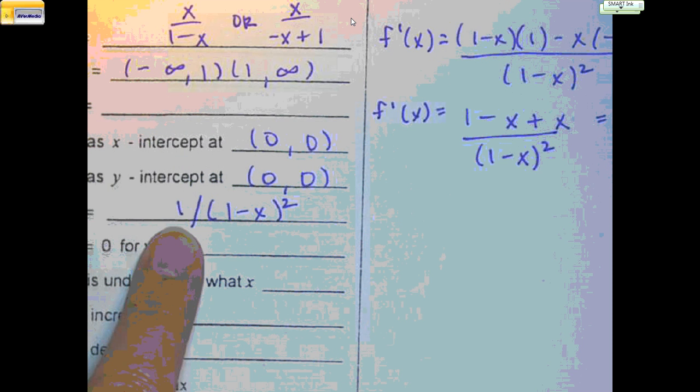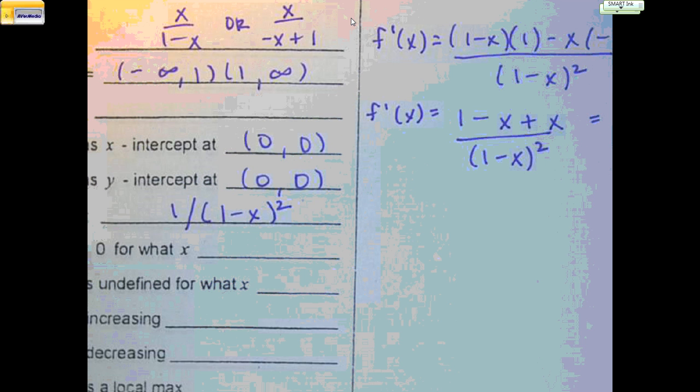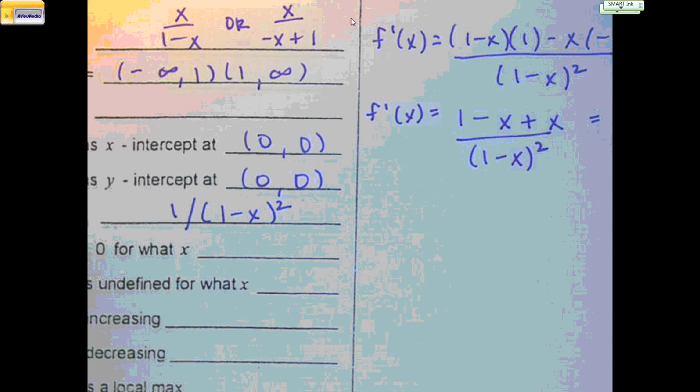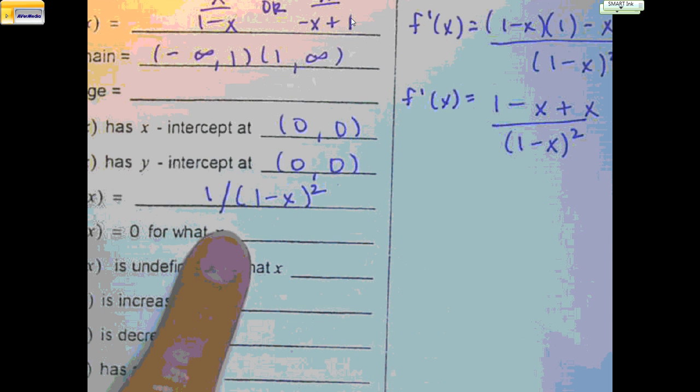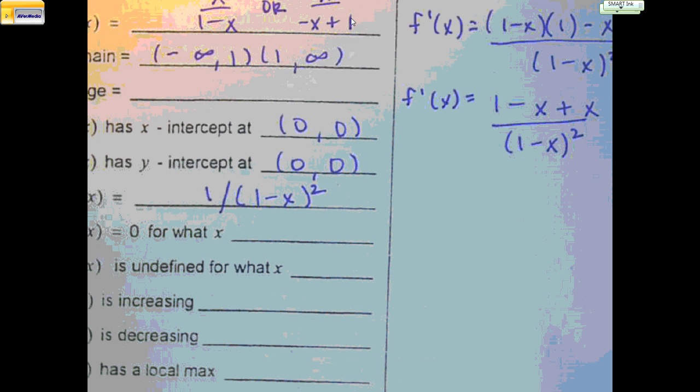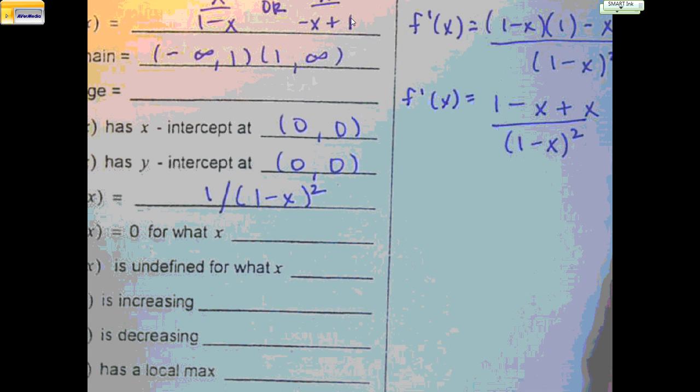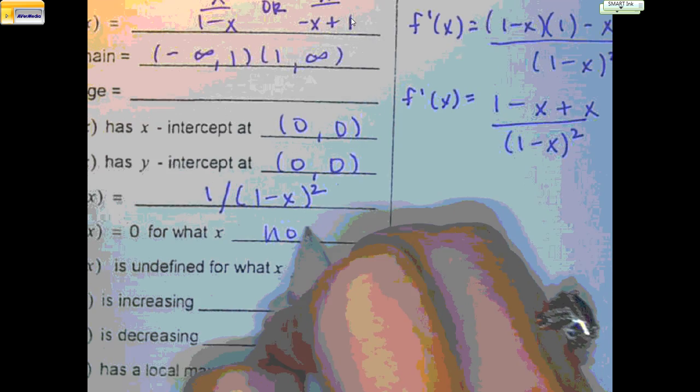Bless you. If we set the derivative equal to 0, well, it's a fraction. If we set the top equal to 0, when is it 0? Never. 0 is never going to equal 1. So for no x's. Where's this thing undefined? If x was 1.